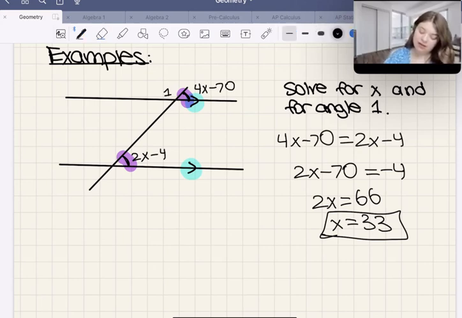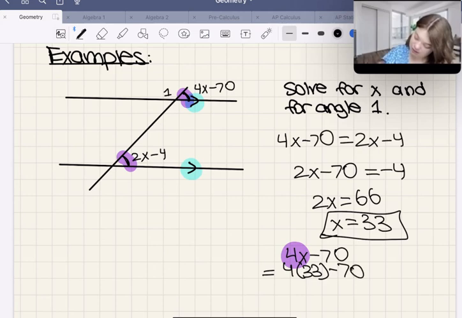So now we need to figure out what this purple angle is. The purple angle, or really both the purple angles because they're the same, is going to be 4x minus 70, which we now know is 4 times 33 minus 70. 33 times 4, I believe, is 132, but let's make sure. Yes, 132 minus 70 gives us 62 degrees. So therefore, the purple angle is 62 degrees.